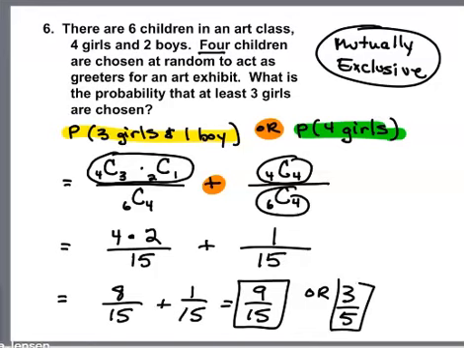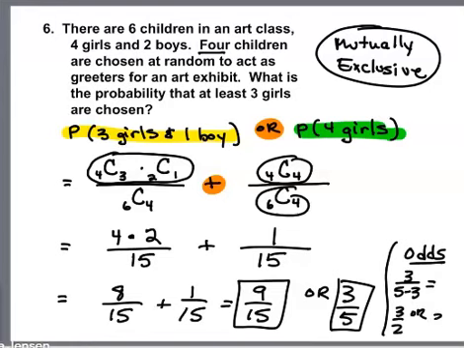Now remember, if that's the probability, if we wanted to do odds, it would be 3 over 2, because remember 3 over 5 minus 3 is equal to 3 over 2. And just kind of a side note, if we wanted to do odds, we could do that as well.